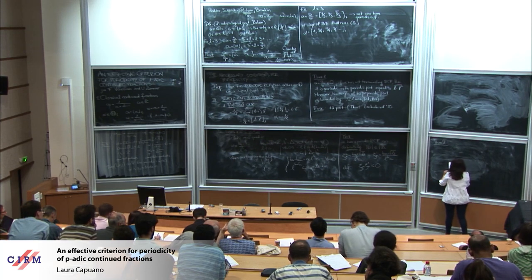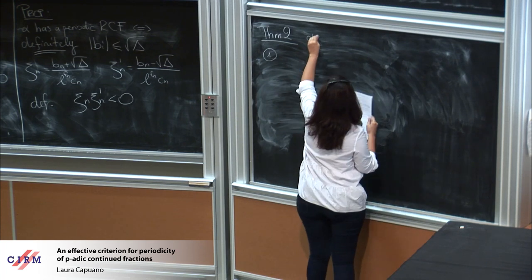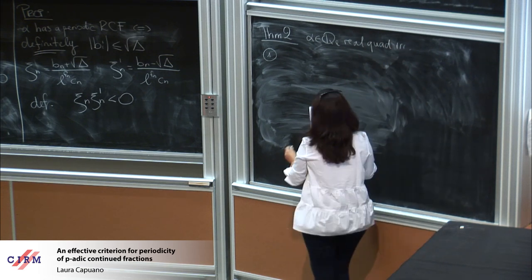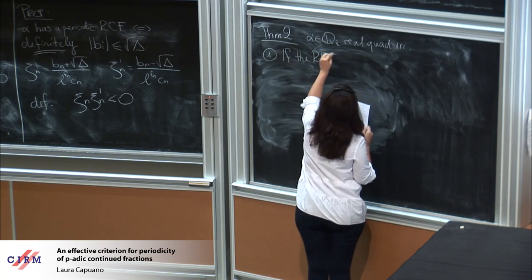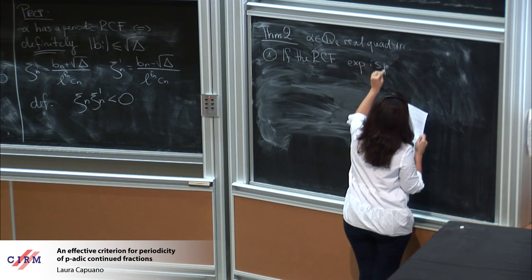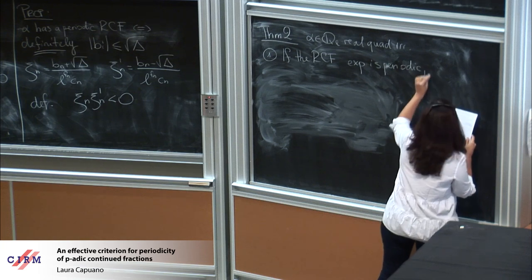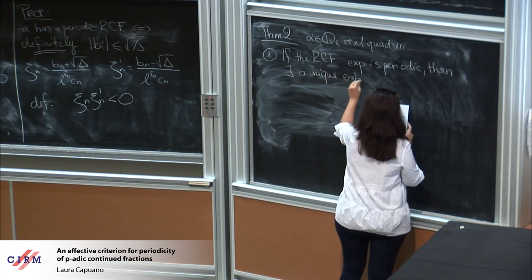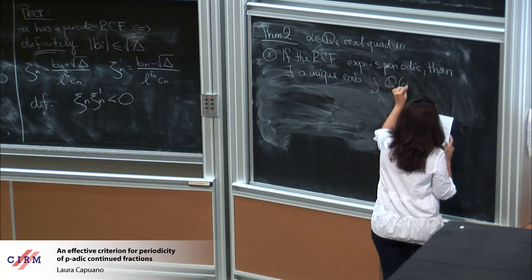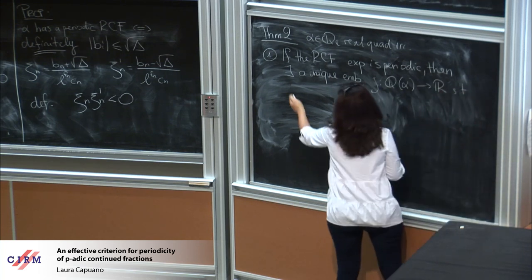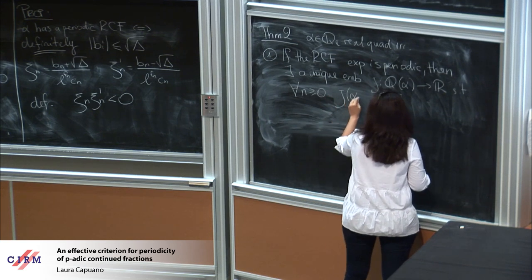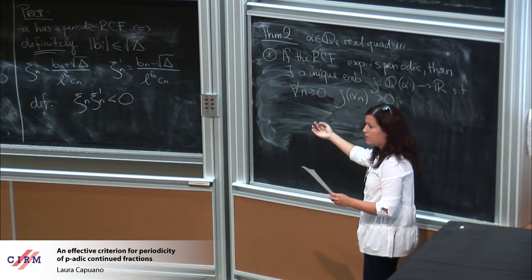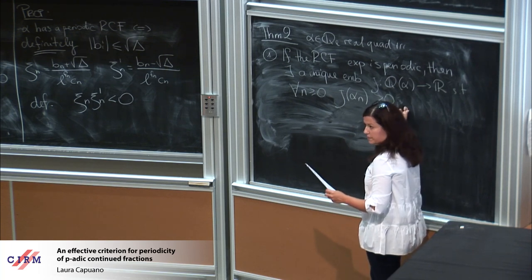that is the criterion. And so the criterion has two parts. So you have alpha in Q(sqrt(delta)), a real quadratic irrational. If the Ruban continuous fraction expansion is periodic, then there exists a unique embedding J of Q(alpha) in R, so that for every n bigger or equal than zero, J of alpha_n is bigger than zero. Okay, so you have always one embedding that is positive and the other embedding that is negative, if you have periodicity.